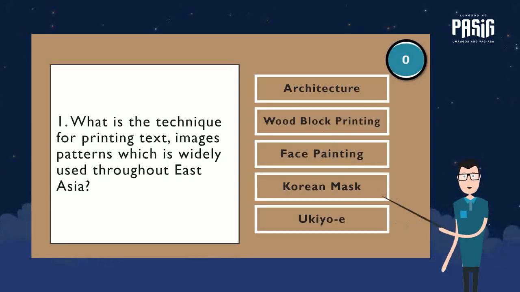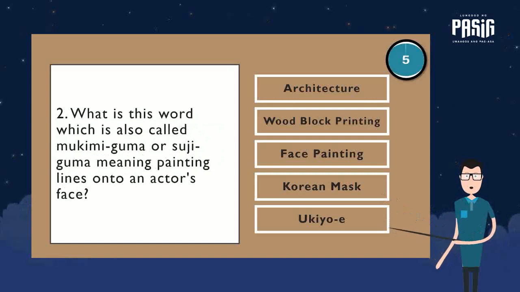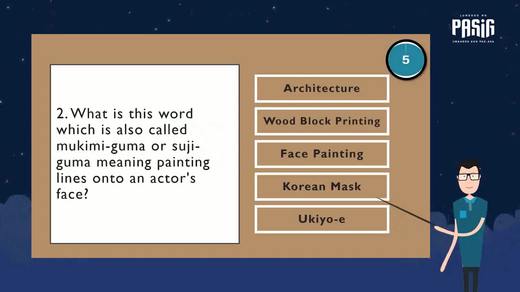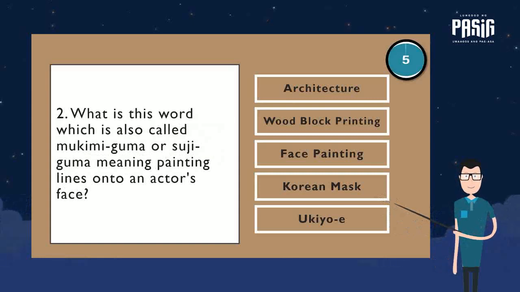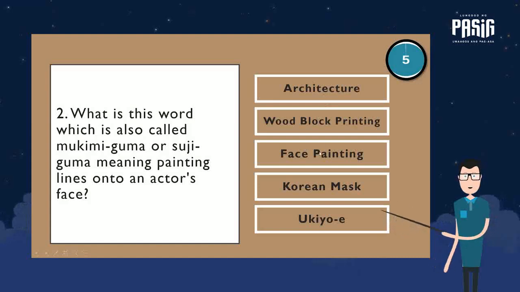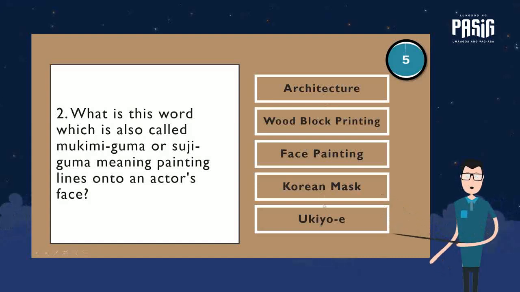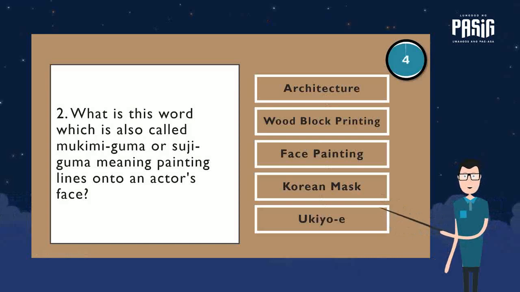Time is up. Let's have number 2. What is this word which is also called mukimiguma or sujiguma, meaning painting lines onto an actor's face? Is it architecture, woodblock printing, face painting, Korean mask, or ukiyo-e? You have 5 seconds.